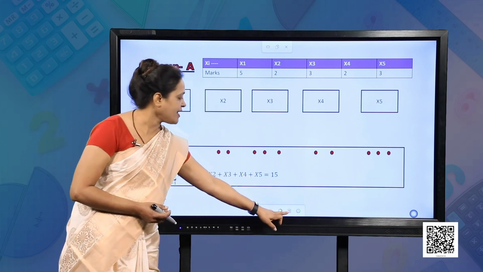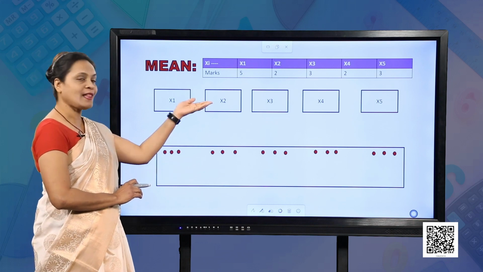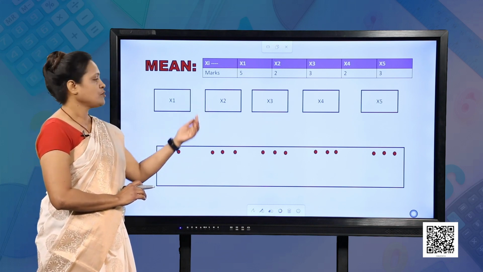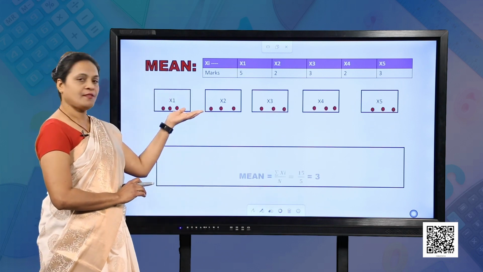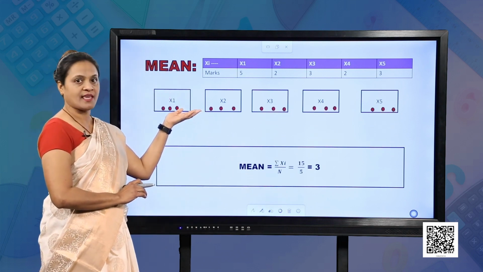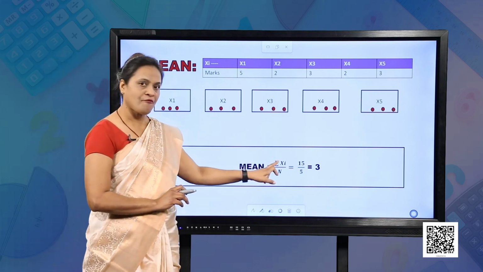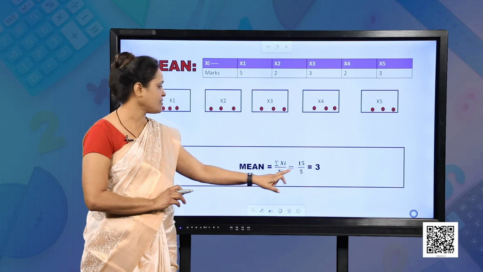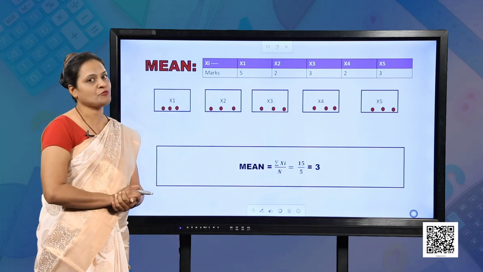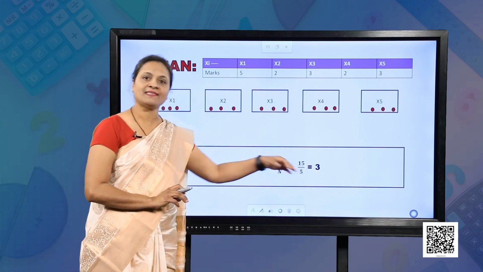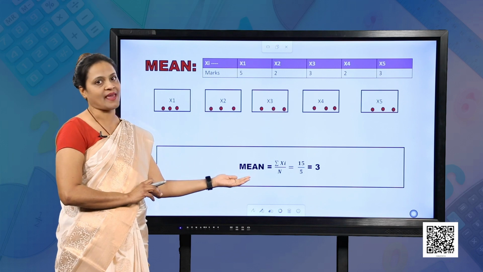Then Rashmi decided to distribute these total marbles among all the students equally. So, these 15 marbles were distributed among these 5 students equally. Each received 3 marbles. So, the total number of marbles divided by the number of students gave us the number of marbles received by each student. These 3 marbles are nothing but the mean of group A.